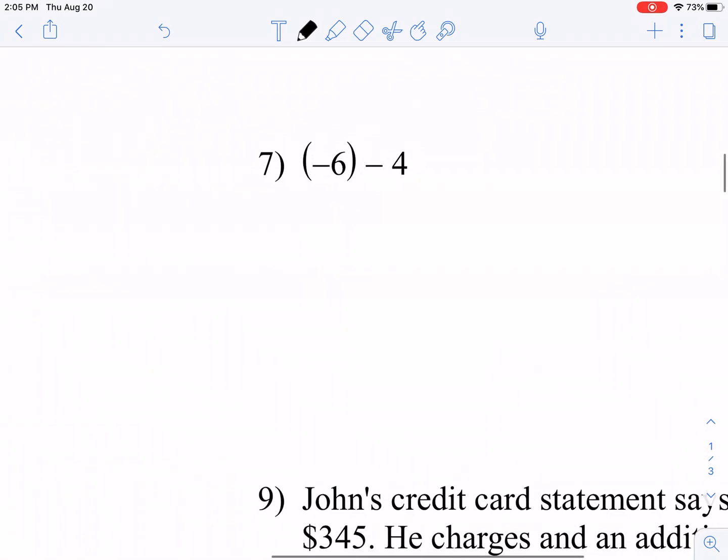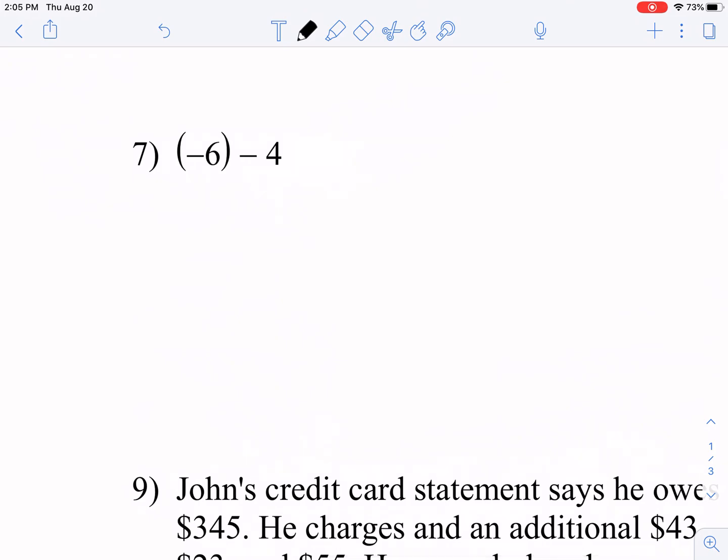Now the other situation you might run into is something like this. A negative 6 minus 4. A negative minus a positive. Well, the way we can think about this is the exact same thing as if I were to add a negative 4. It's the same situation as adding two negatives together. And what rule did we use when we came across those? Same sign, add and keep.